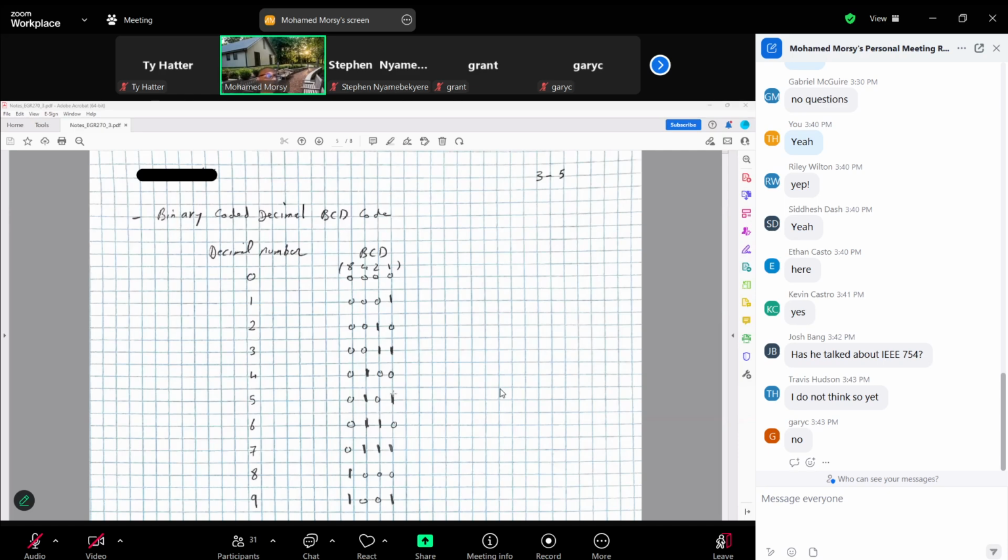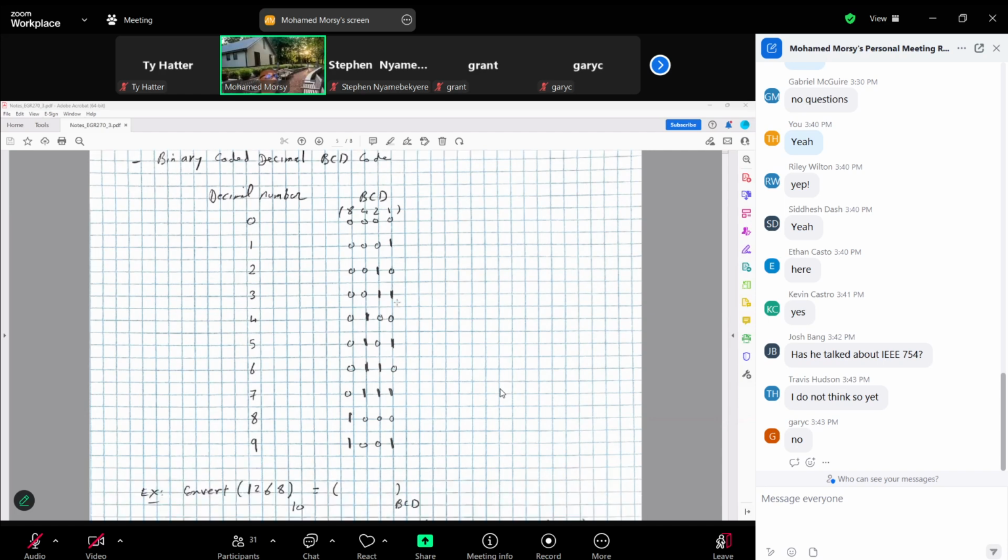Now we talk about coding. So binary coded decimal, BCD code. This is actually used for decimal numbers from 0 to 9. From 0 to 9, it can be encoded into BCD code. So just to put the corresponding binary: 0 corresponds to 0000, 1 is 1000, 2 is 0100, 3 is 1100, and so on.